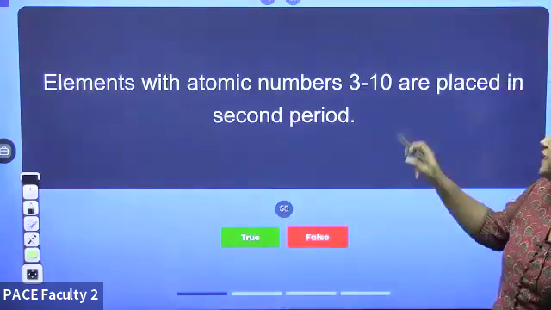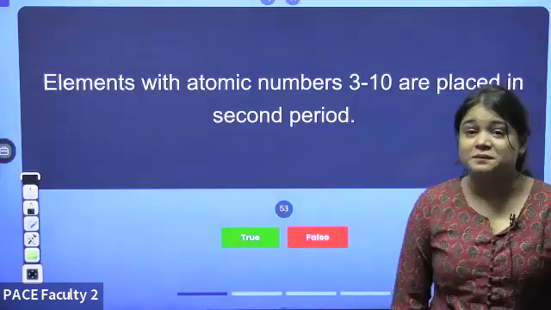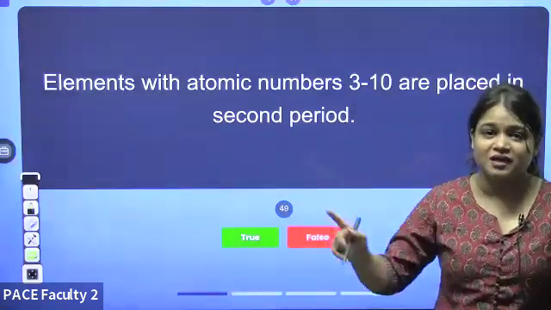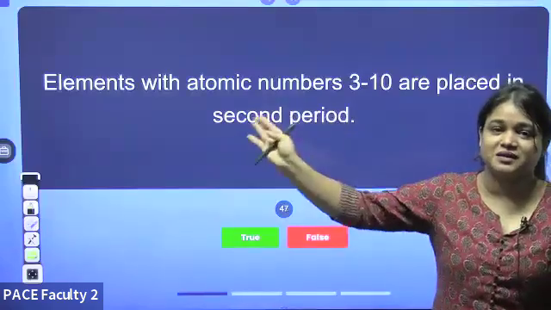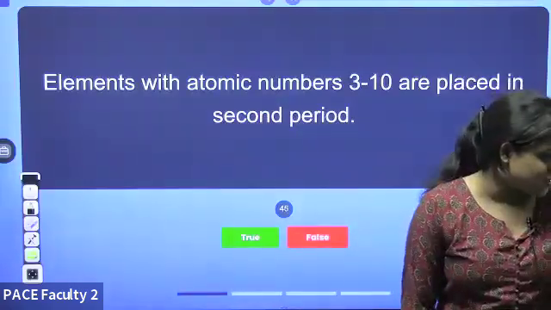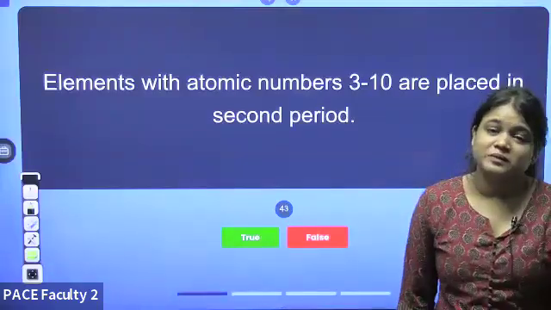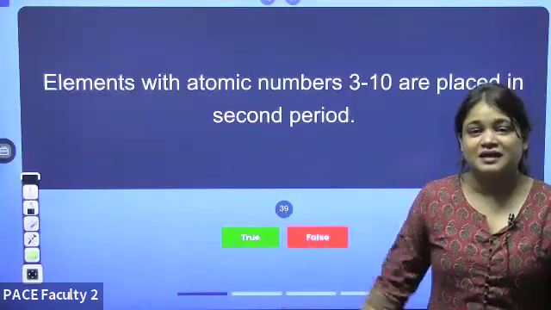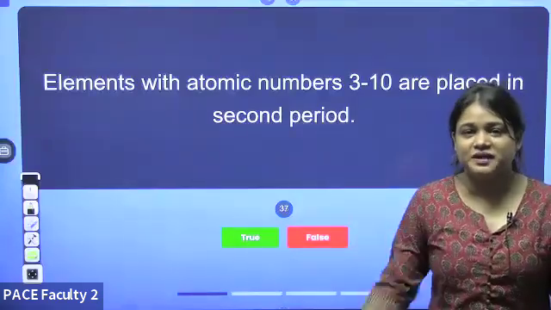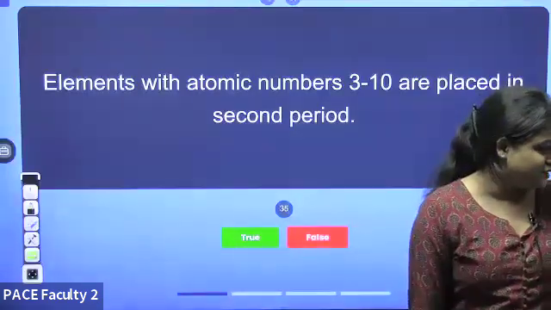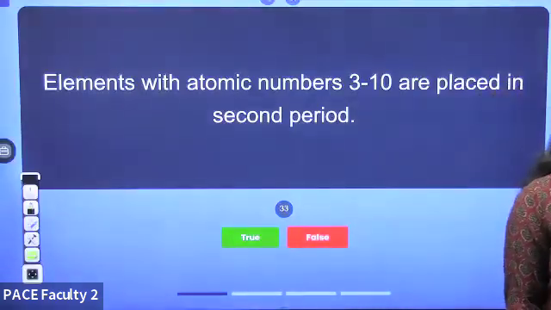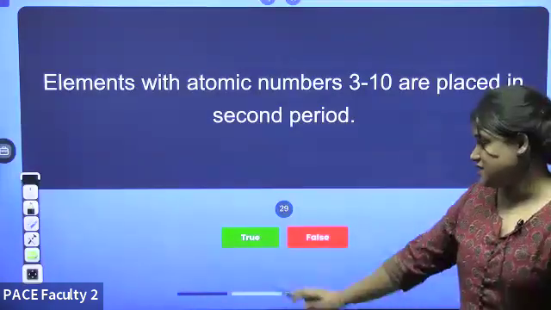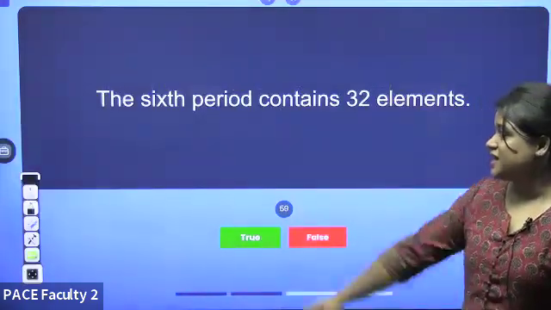Elements with atomic numbers 3 to 10 are placed in the second period. Atomic number 3 to 10 in the second period. True or false? Whose atomic number is 3? Lithium. Whose is 10? Neon. From lithium to neon, in which period do they come? True. Very good. Yes, true, absolutely.